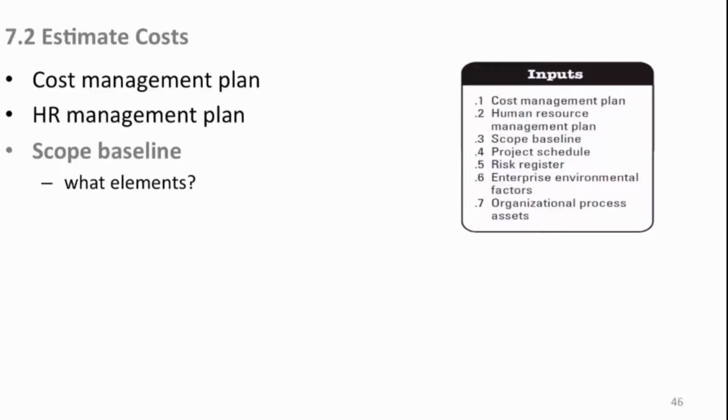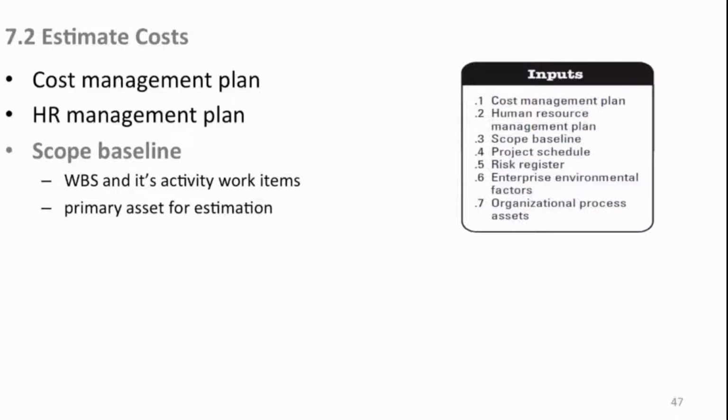Your scope baseline, of course, comes in. Why? It is your basic work breakdown structure with the dictionary and all the detailed activities, where originally, before we did the actual time management and our activity and network diagram, we took a swag at the cost. The cost for each individual discrete work item is in the dictionary. So that's why it says primary asset for estimation. You look at that and then you plug it into your activities where they're appropriate.